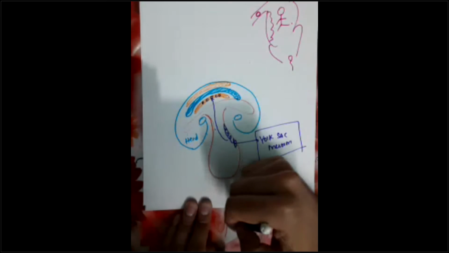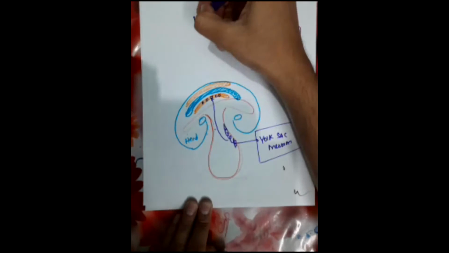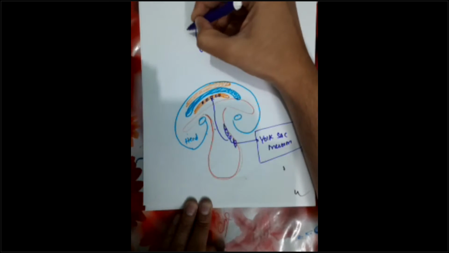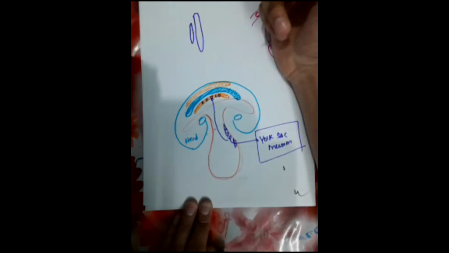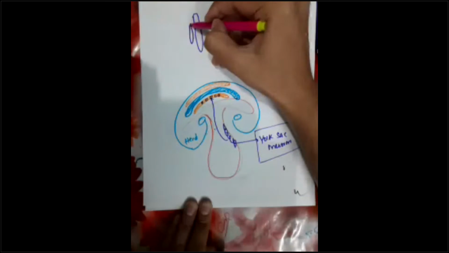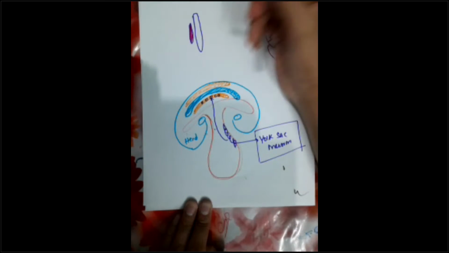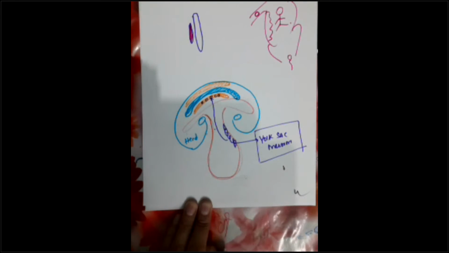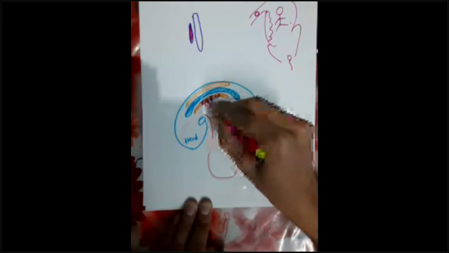What will it have? A nephrogenic cord like this, and beside that a genital ridge. The genital ridge is going to form my ovary and the testis. In males it forms the testis, and in females it forms the ovary. What is forming the ovary? The genital ridge. Where is the genital ridge present? In the intermediate mesoderm, guys.